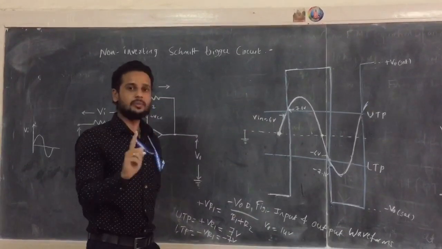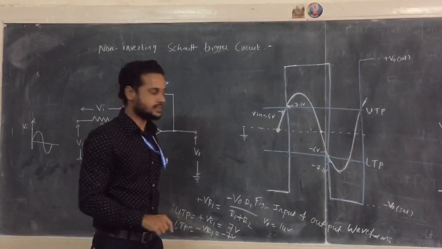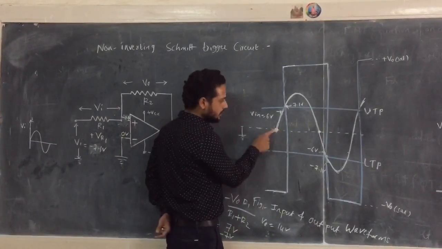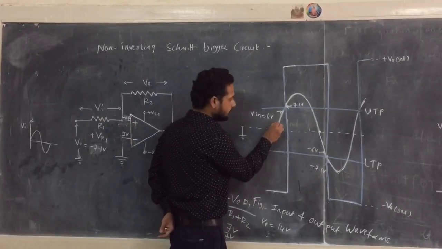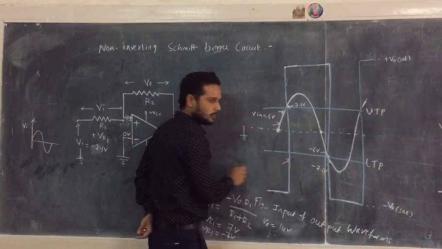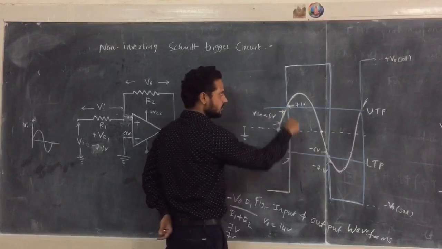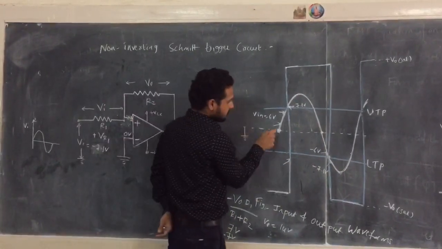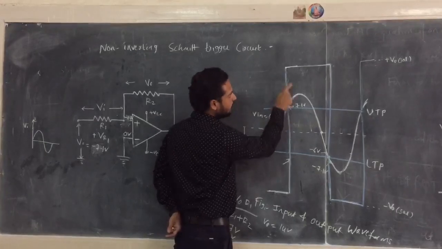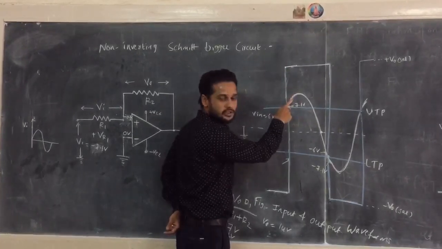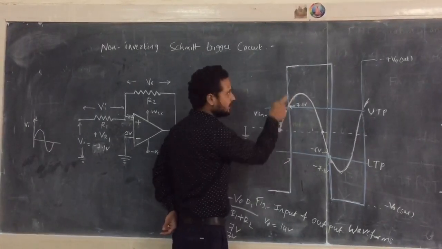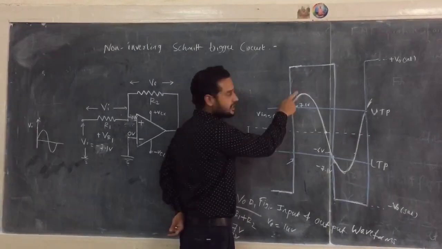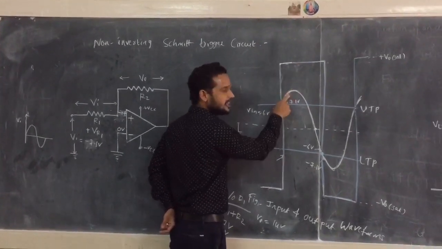Now, one of the important observations here is the shape of these two waveforms. This is your input waveform, and this one is your output waveform. Sine wave input, rectangular or square wave output. Both input and output are in phase with each other. Magnitude differs, but they are in phase. This means the output is following the input.